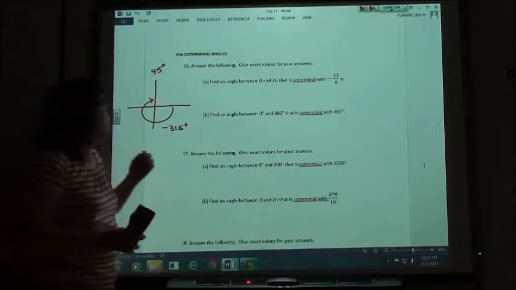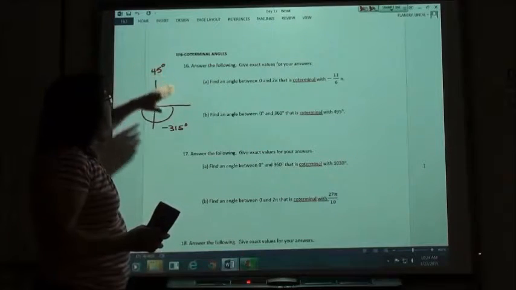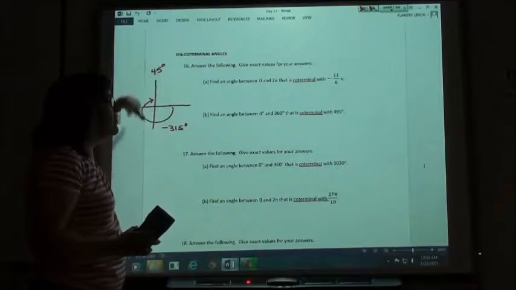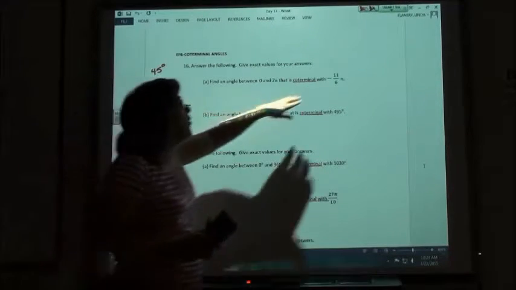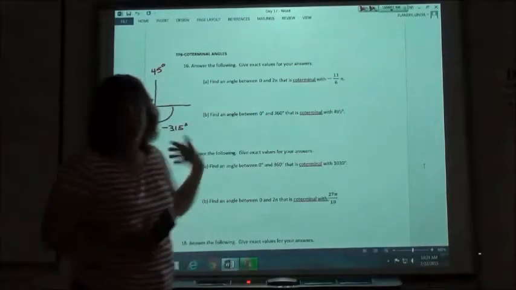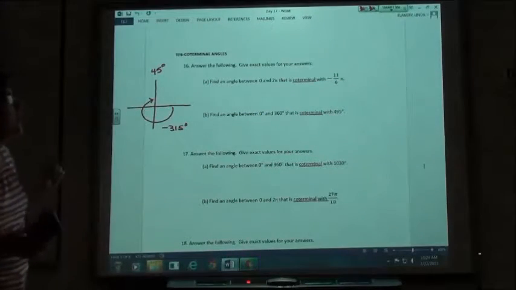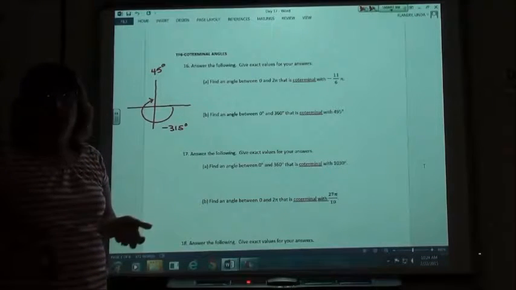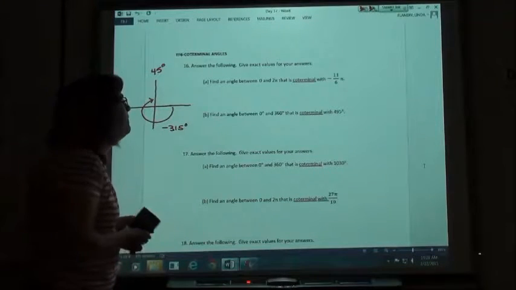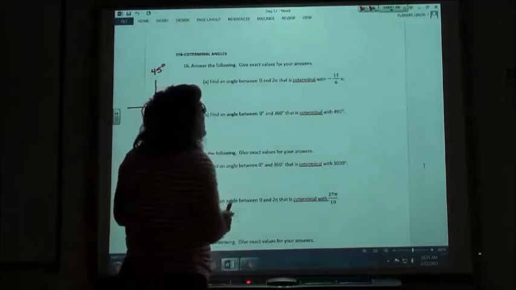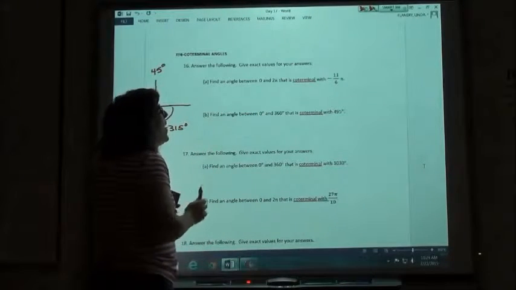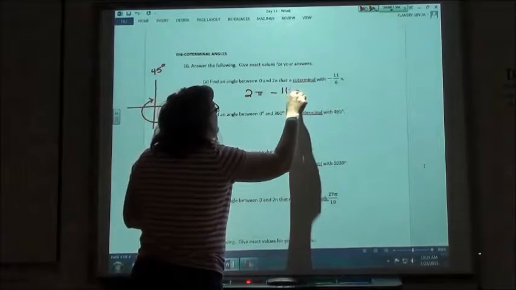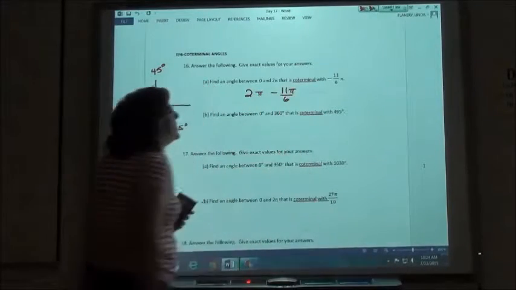If I start with a positive measure, I'm going to subtract 360 from that to find the negative measure. If I start with a negative measure, I'm going to add that. So I'm either going to add or subtract 360 degrees, which in radian measures is 2 pi. And so if I'm finding an angle that's coterminal with 2 pi, I'm going to take 2 pi and subtract 11 pi over 6.